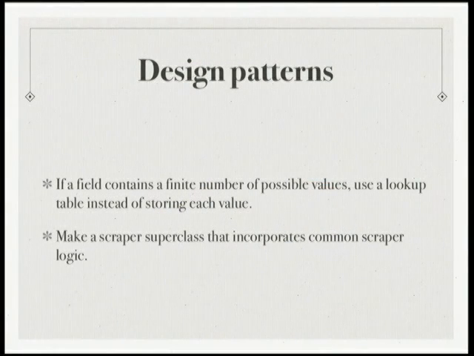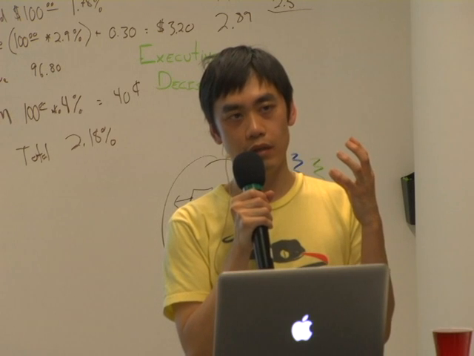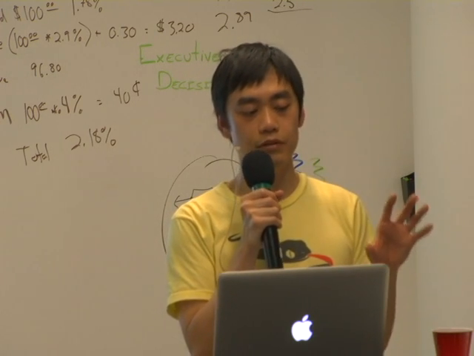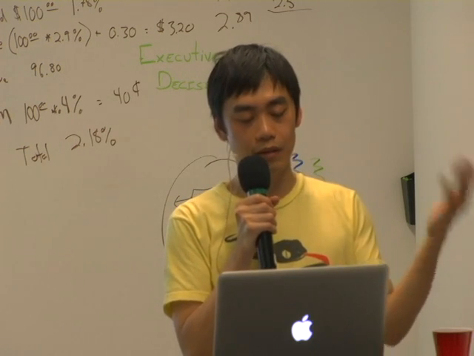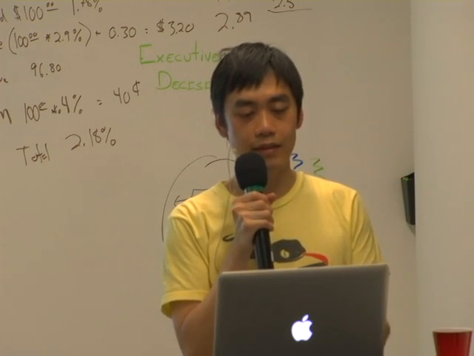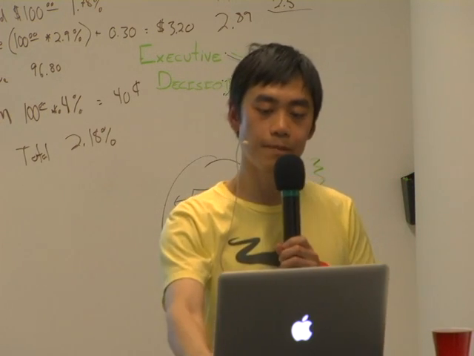And design patterns. This is really not exciting. Everyone could think this up in your sleep. Use lookups instead of storing the actual value. And this one is maybe less obvious: using a scraper superclass. When I was writing my own scrapers, I preferred to use functions because they're simple. But we have this somewhat large scraper superclass that handles a lot of the common scraper logic. If you write a lot of scrapers, you end up using the same stuff over and over again. So just put it in your superclass, subclass that, and then you don't have to write nearly as much code. So you should try it out.